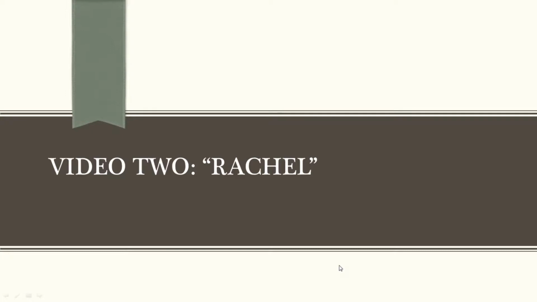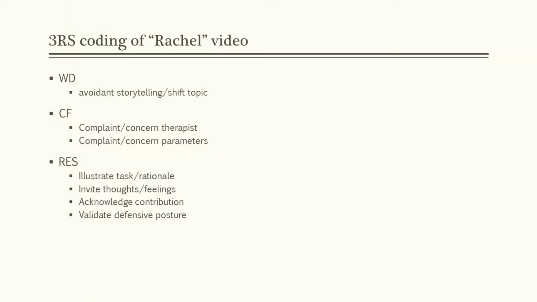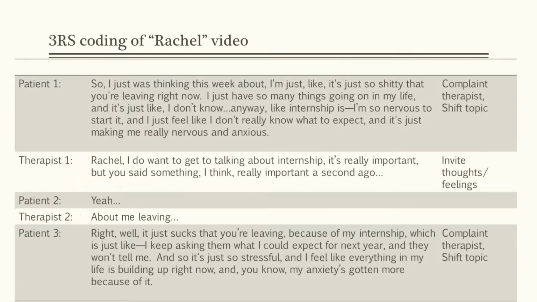So let me show you the codes that I had for that video, and then I'll go through it line by line and talk about where I saw these things. In terms of withdrawal, there was shifting the topic. In terms of confrontation, complaints and concerns about the therapist, and complaints and concerns about the parameters of therapy. In terms of resolution strategies, there was illustrate task rationale, invite thoughts and feelings, acknowledge contribution, and validate defensive posture. So let's look at the transcript.